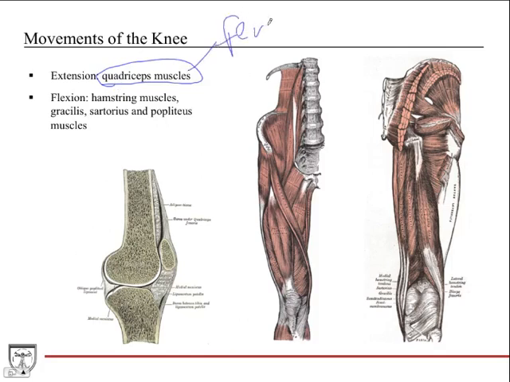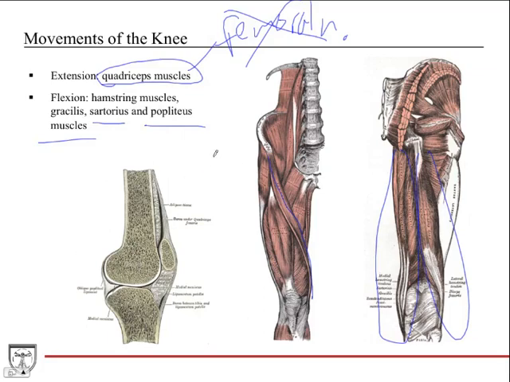Remember, a femoral nerve injury will cause, if you knock out the femoral nerve, you'll lose knee extension because you lose all innervation in the quadriceps. Flexion, your hamstring muscles, if you remember. So these muscles here on the posterior aspect. Sartorius, the strap muscle along here. Popliteus muscles, those all act on flexing the knee.